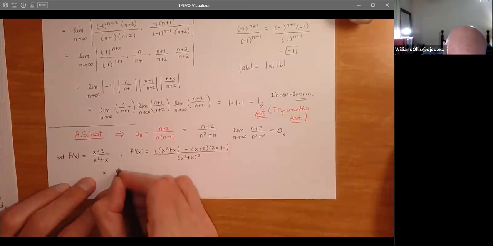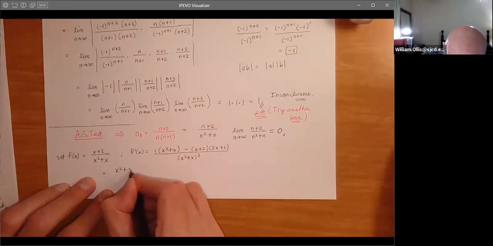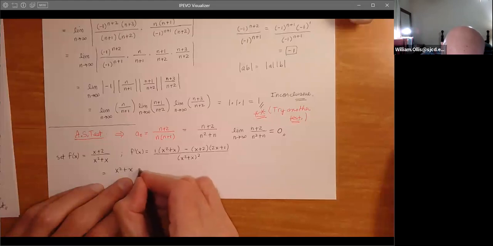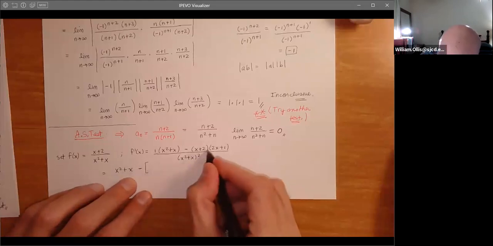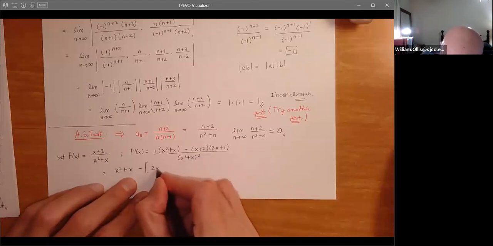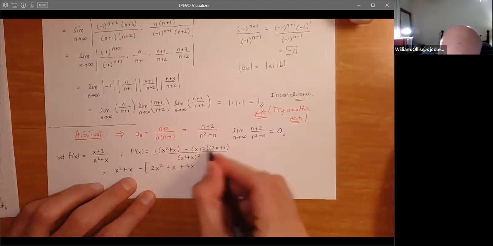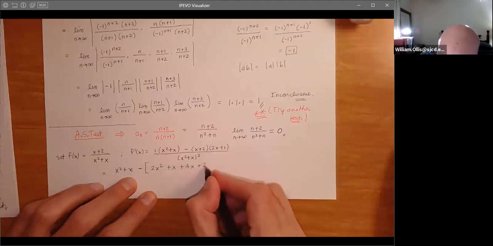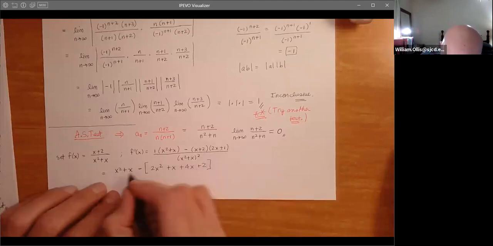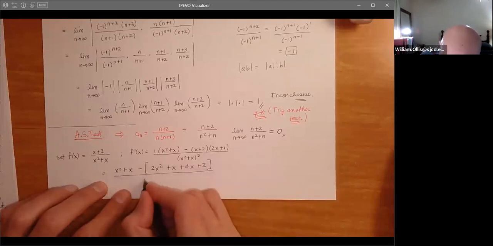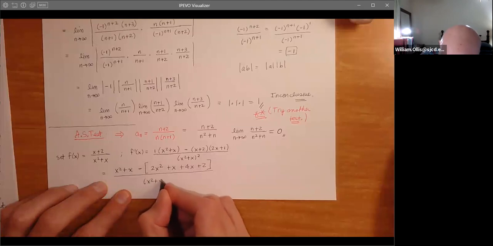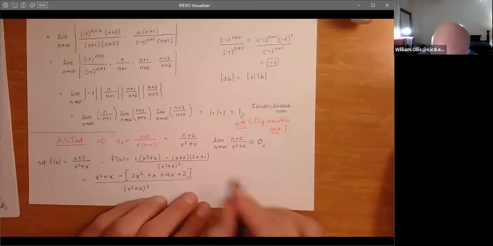So we have x squared plus x. And now we have a minus here, so I'll use a bracket. So we've got 2x squared. And then we have an x. And then a 2 times a 2x, so that's a 4x. And then a 2 times a 1, which is a plus 2, divided by x squared plus x quantity squared.